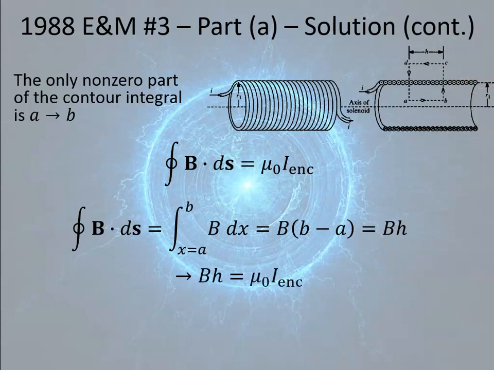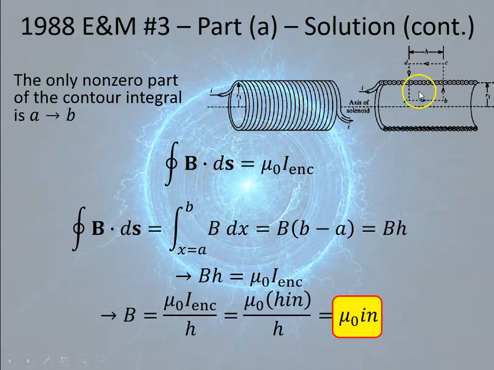So BH is equal to mu naught times the amount of enclosed current. Well, how much enclosed current is there? Each of these wires has an amount of current little I in it, so to speak, because essentially with the solenoid we're dealing with a bunch of rings here. And we're told that there are n rings per unit length, so that means that the amount of current per unit length is going to be IN, so the total amount of current is going to be IN times H. Oh, there's an H in the numerator, there's an H in the denominator, that's nice, the H's cancel, so B equals mu naught IN.